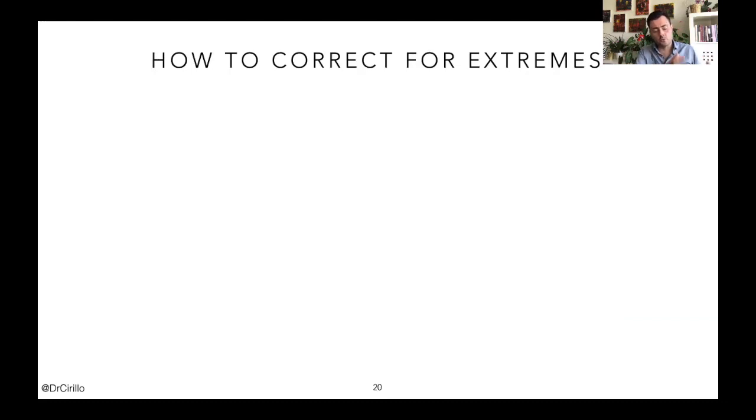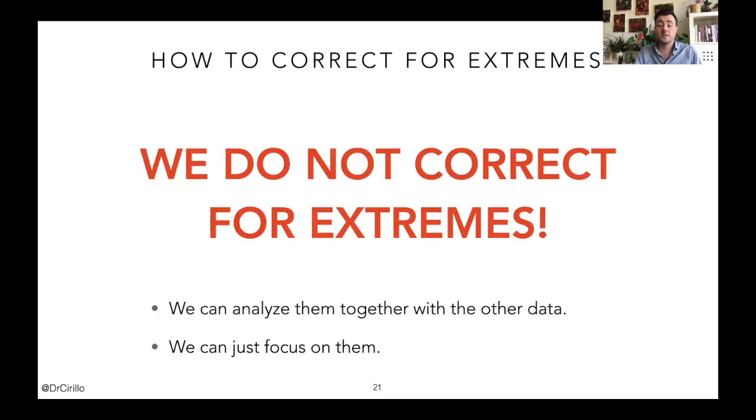If we can correct or remove outliers, how do we correct for extremes? I already told you, the answer is that we do not correct for extremes. There are different things that we can do with extremes. For example, we might decide to model extremes together with all the other observations, so to model the tail together with the bulk of the distribution, or we can just focus on the tail, so to separate the bulk of the distribution from the tail.